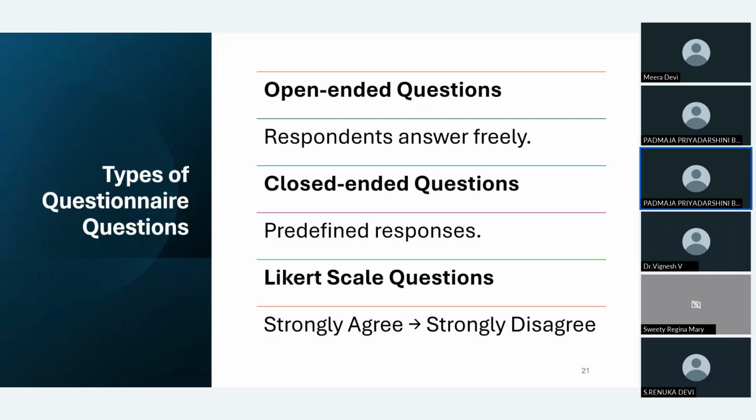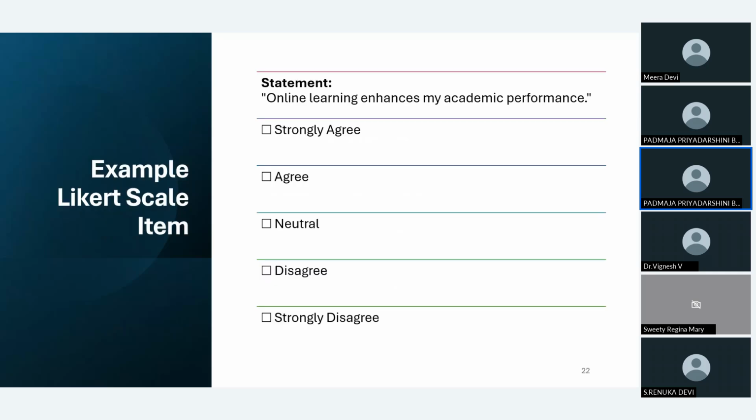So Likert scale, for example, we make it strongly agree to strongly disagree. A simple example of a Likert scale: online learning enhances my academic performance. We can make it strongly agree to strongly disagree. Here, the neutrality is maintained, the relevance is there, the flow is there. So everything is maintained.